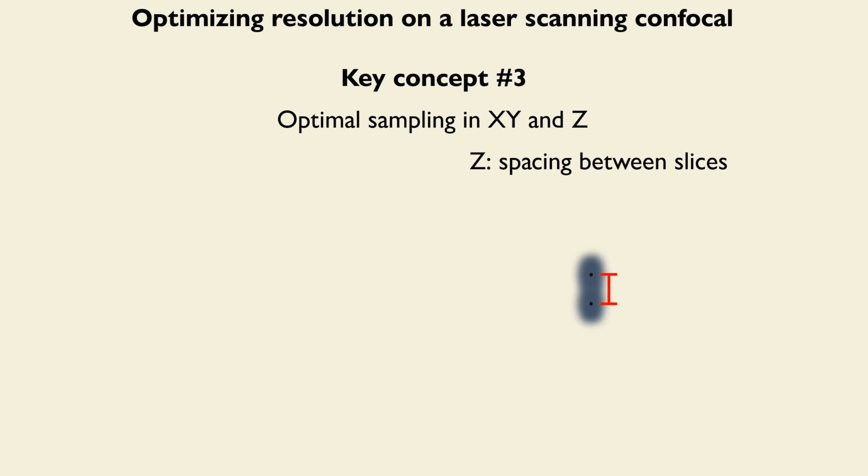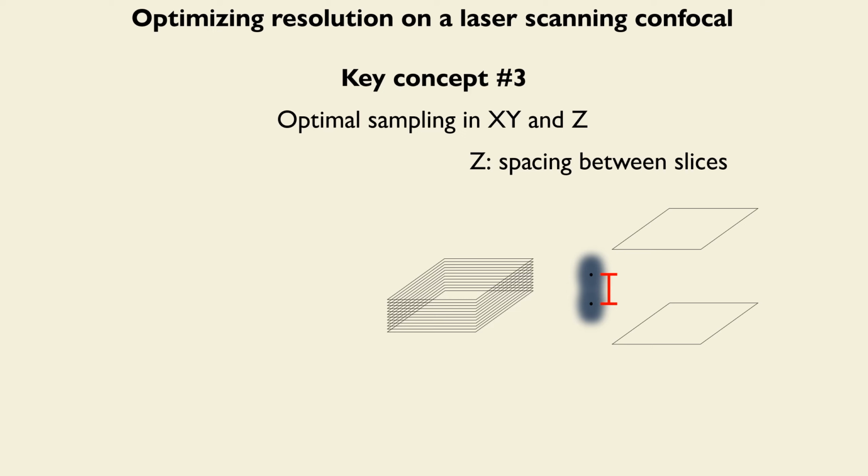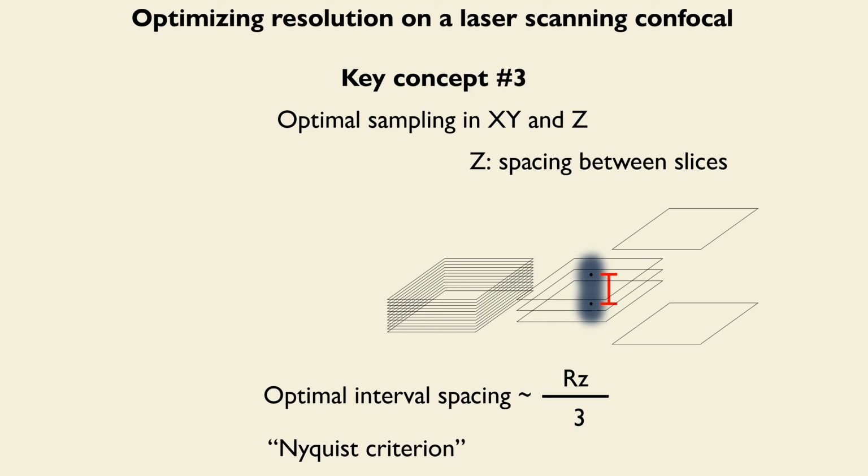There's a version of this in Z: what spacing should we use between the slices if we're going to take a Z stack? If we want maximal resolution, and that resolution is that red bar seen there, clearly the spacing I've shown here as an example is too big. We're going to lose a lot of details that we could access. On the contrary, this kind of spacing is much too small. We're just going to magnify the blur, take longer, and photodamage our sample. Somewhere in the middle there's an optimum, which again is roughly the resolution in Z divided by 3, according to the Nyquist criterion.